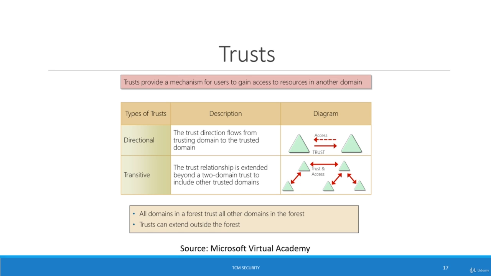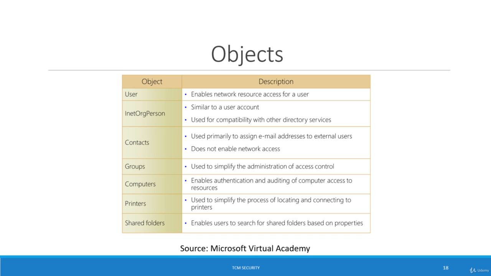And you can see in the image here where we have two trusts, but then it's trusting everything that other domains are trusting as well. So a trust is just a way for users to have access to certain resources that might exist in another domain. And lastly, we have objects.